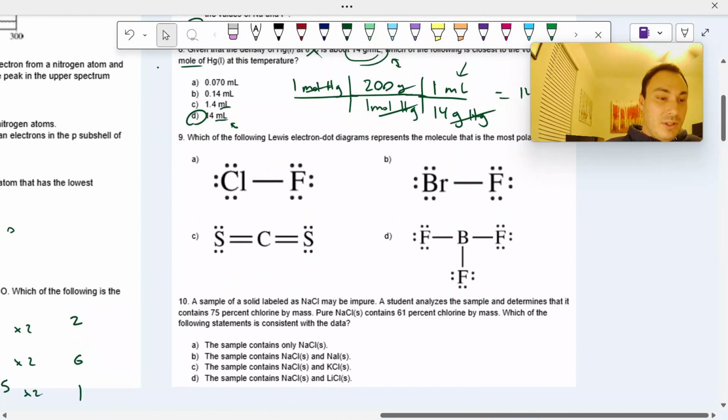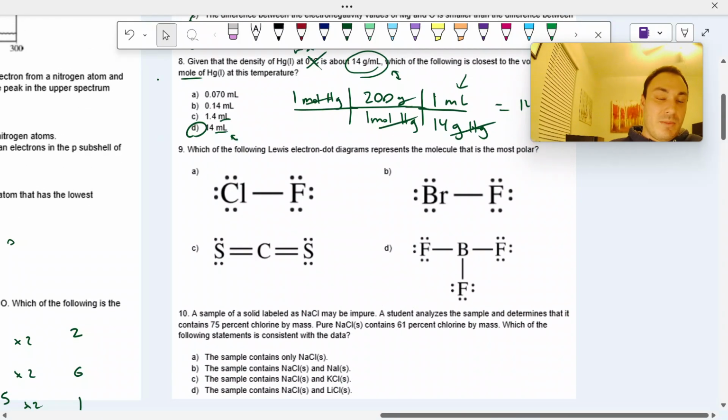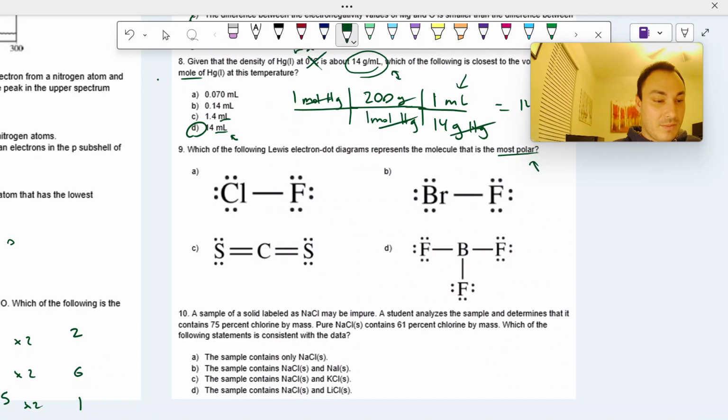Which of the following Lewis electron dot diagrams best represents a molecule that is most polar? So we're looking for most polar. Polarity is imbalance of electrons. So we're looking for which of these molecules has the greatest imbalance of electrons. So right away, I'm going to eliminate 2 of them. D and C are both nonpolar.